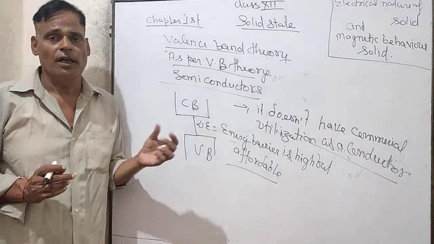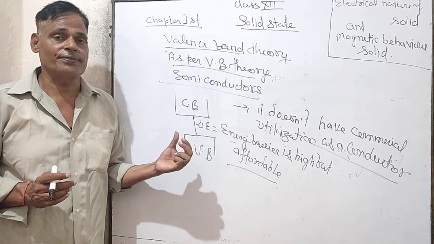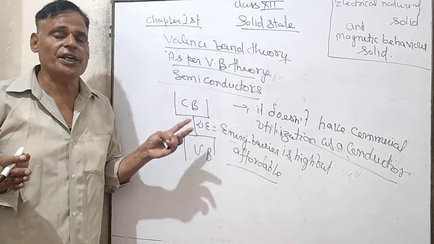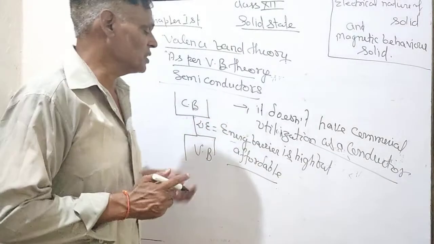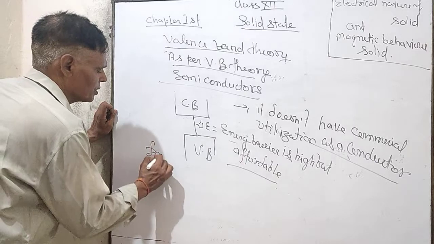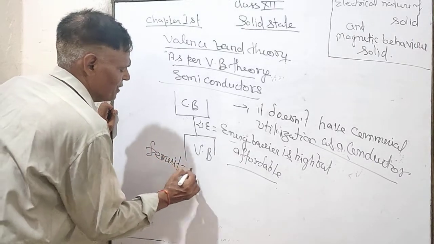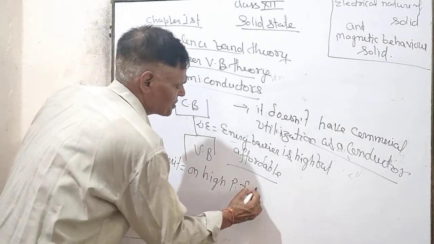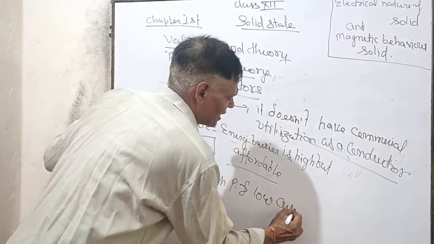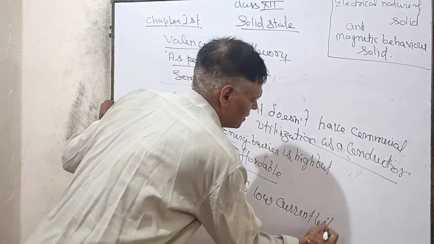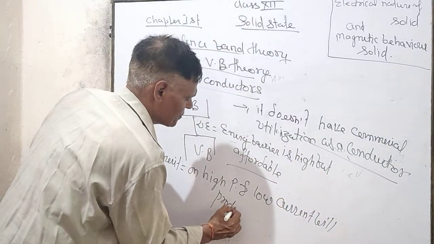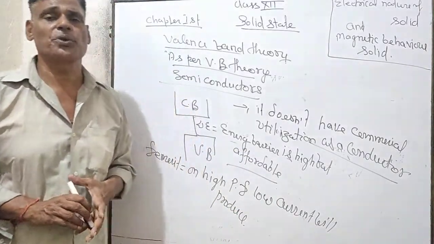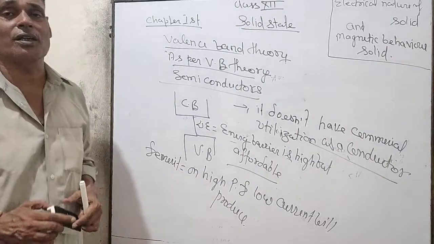In an insulator, the energy barrier is large enough that if we establish a high potential difference, then no current will pass. So here, what is the demerit? The demerit is that on high potential difference, low current will be produced. That is the case of semiconductors. Now we have to discuss the last topic, that is our insulator.